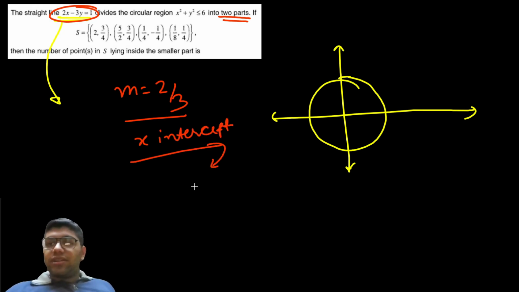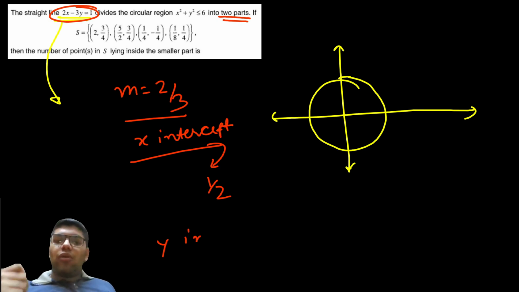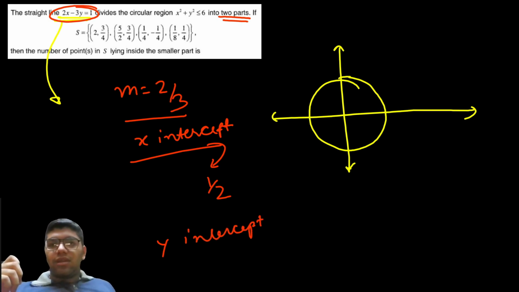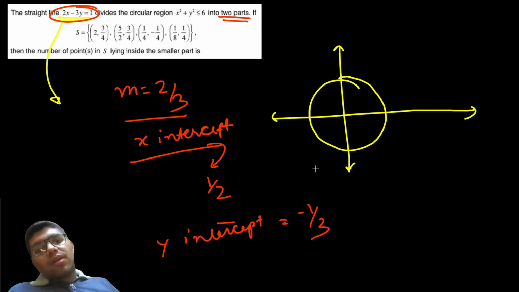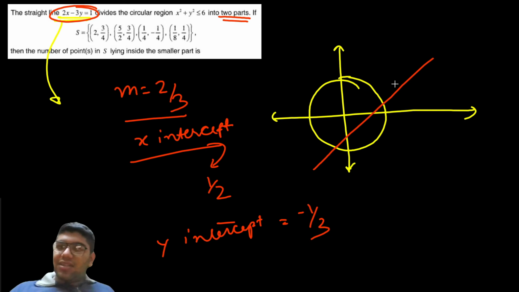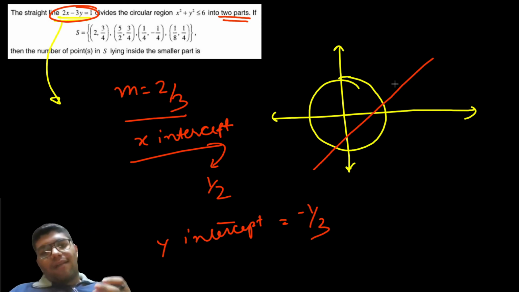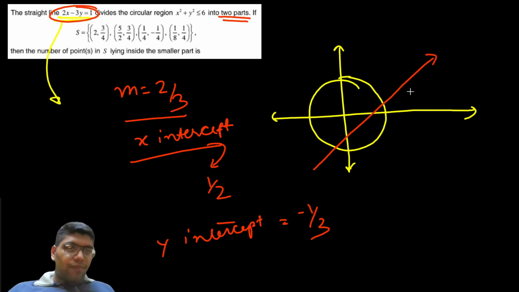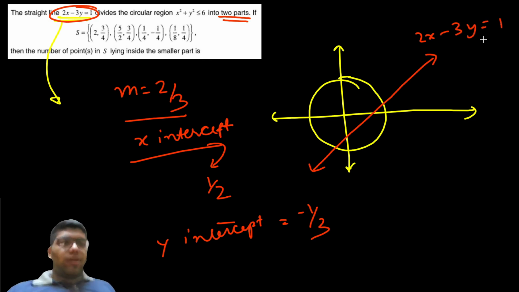So its x-intercept is, with y equal to 0, half. What is its y-intercept? Our x is 0 and this is minus 1 by 3. So what will be our line? Our line will be something like this. Of course, half is less than root 6, and half minus 1 by 3 is of course less than root 6. So yes, this is our smaller portion. This will be somewhat our line 2x minus 3y equal to 1.